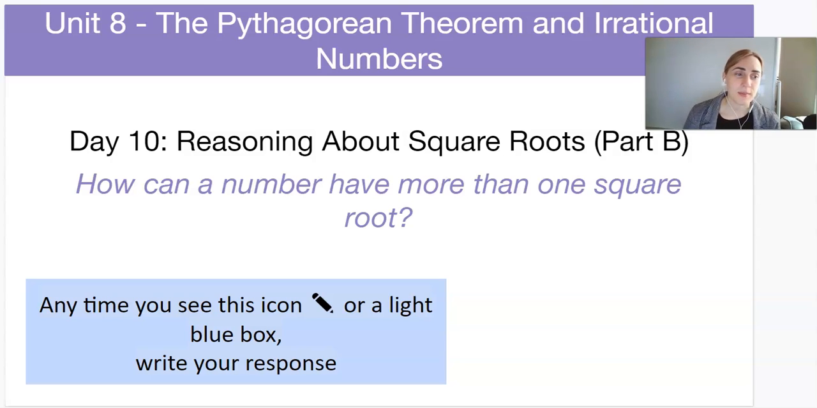I am an 8th grade math teacher, and today we are continuing our Unit 8 on the Pythagorean theorem and irrational numbers. Today we will be reasoning about square roots and answering the question, how can a number have more than one square root? So come with me to your introduction and launch section.